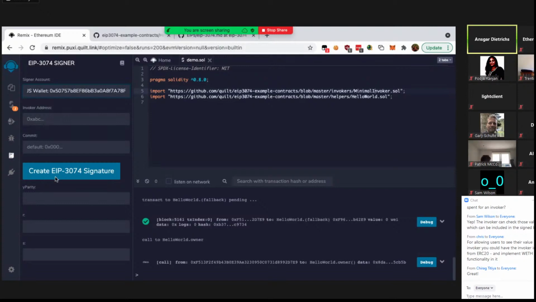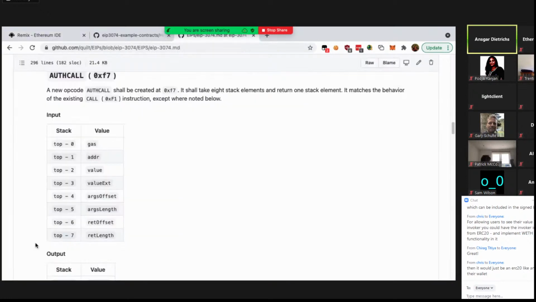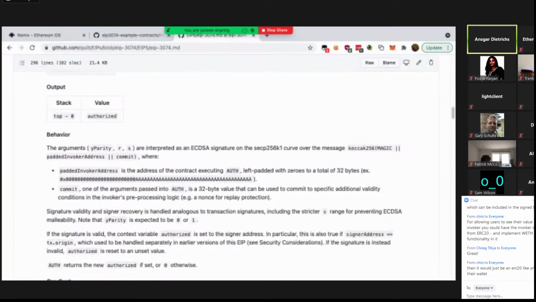So in this case, we give it the invoker address. We can leave the commit empty. We can just create a signature. Again, it's very bare bones for now. You have to switch back and forth a little bit. It's kind of annoying, but I hope it's not too bad. And of course, feel free to write your own helper if you want to.